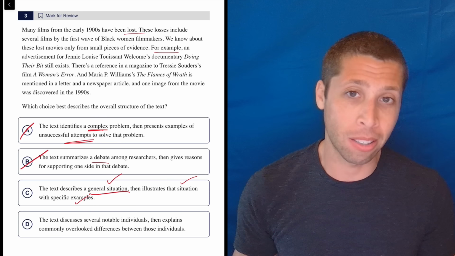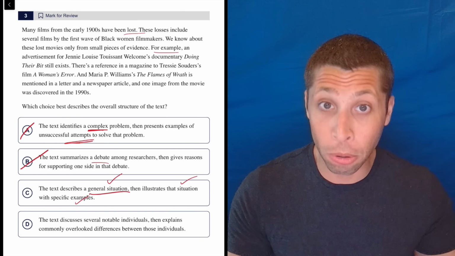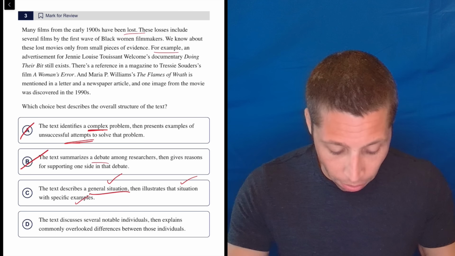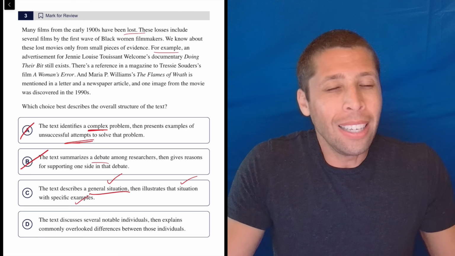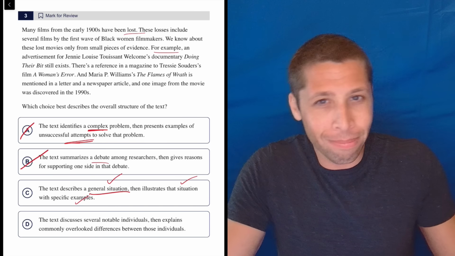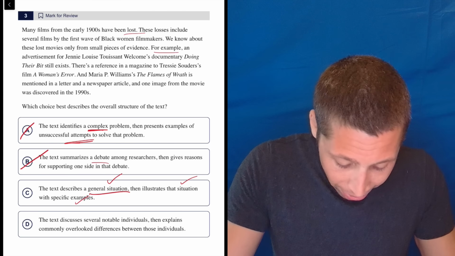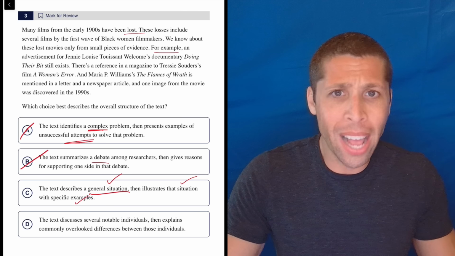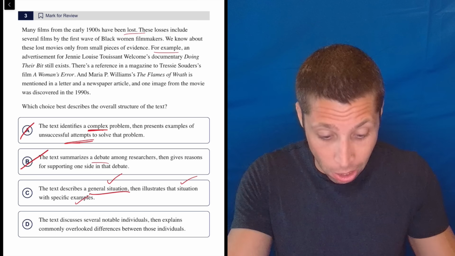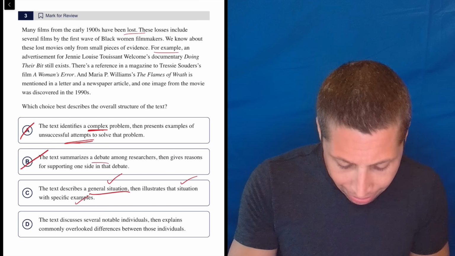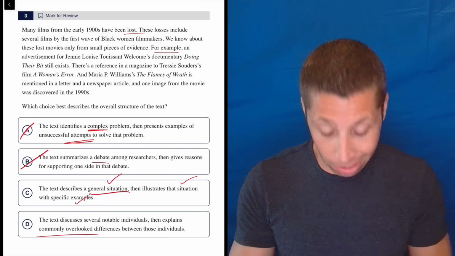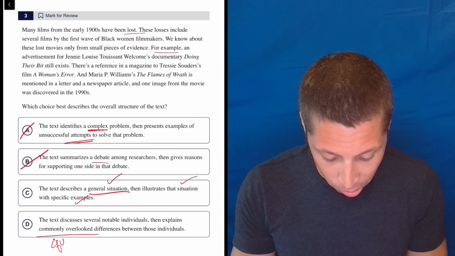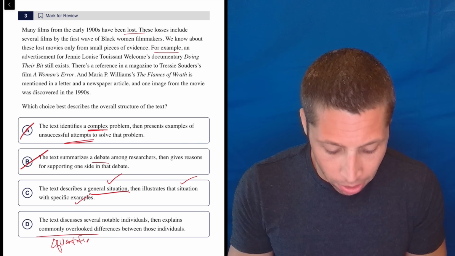But let's look at D. Let's talk about the other side of the coin, which is proving things wrong. The text discusses several notable individuals. Yes, but it's not how it starts. Then explains commonly overlooked differences between those individuals. I don't know any differences between them because I barely know them from the information we got. And commonly overlooked, that's a clear quantifier here. That's supposed to be a Q, quantifier, right?